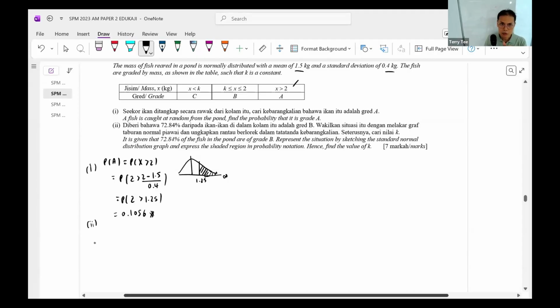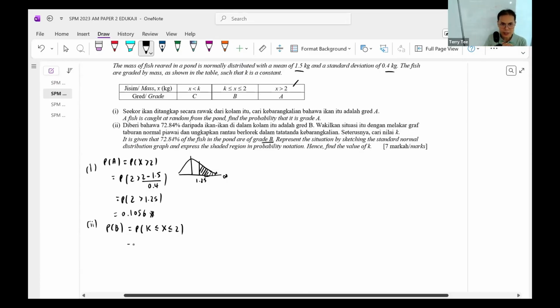Part E, Roman 1. Now next, it is given that 72.84% of the fish in the pond are of grade B. So represent the situation by sketching the standard normal distribution graph and express the shaded region in probability notation. Hence, find the value K. Okay, this one be very careful. They say represent the situation by sketching a standard normal distribution graph. So your grade B is between K and 2. Actually, there is no difference in normal distribution whether you write less equals or less than, they're the same one.